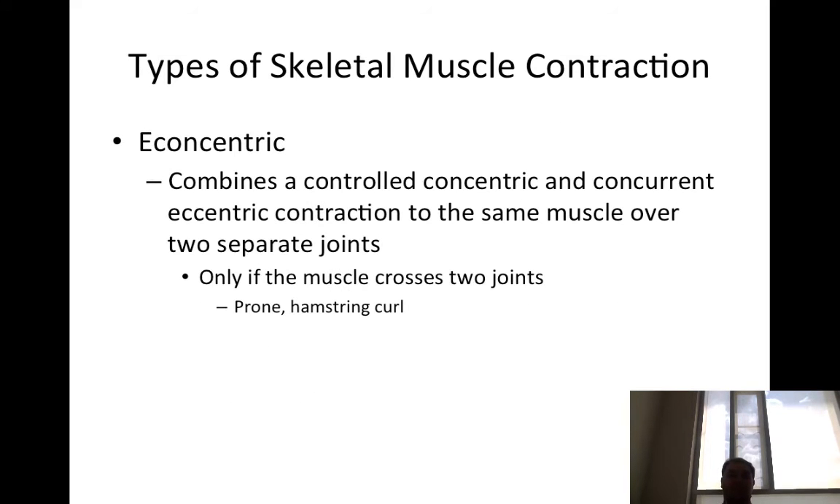All right. This next term is a relatively new one, from the past 3 to 5 years, I'd say. It combines a controlled concentric and concurrent eccentric contraction to the same muscle over 2 separate joints. And you can only use this term when that muscle crosses 2 joints. Hamstring curl, so prone hamstring curl, because your hamstrings cross the hip and knee. I wouldn't worry too much about this term. These 3, understand those, please.